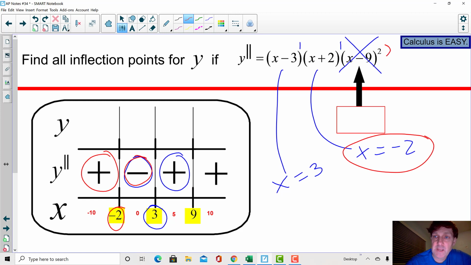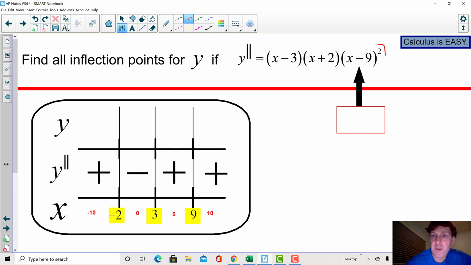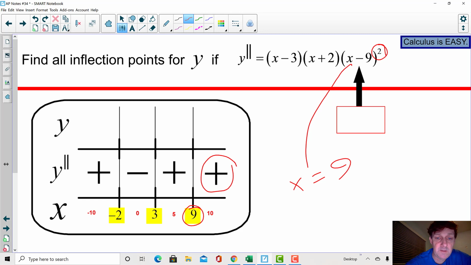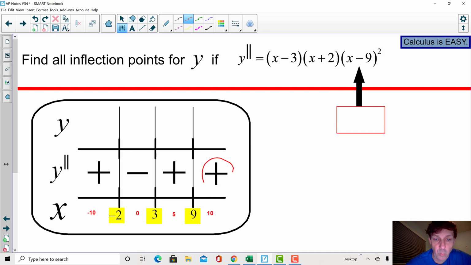So anytime you have an even power, right here we have an even power, it's not going to change. So when I get to x equals 9, it's not going to change. So it's going to be positive, and then it's going to stay positive on the other side. So really, all you have to do is plug in one of these values. I plugged in a 10, and I got a positive. And after plugging that in, just look to see if the power is odd or even.